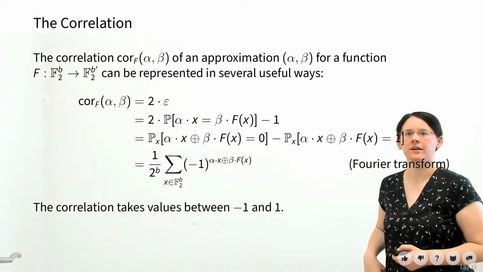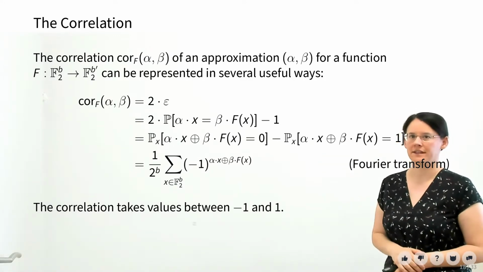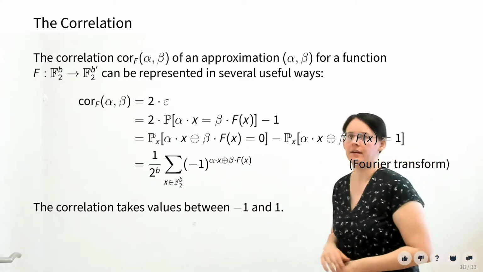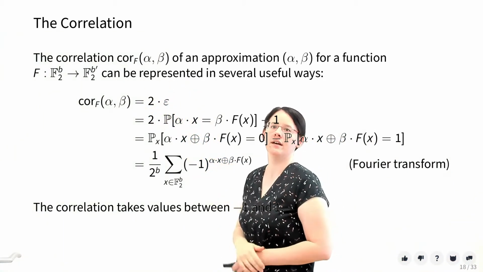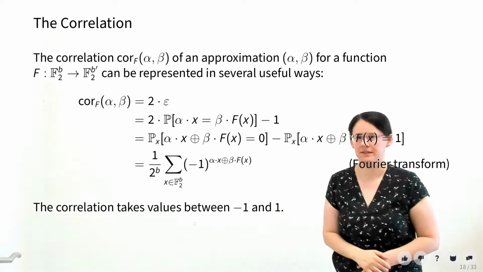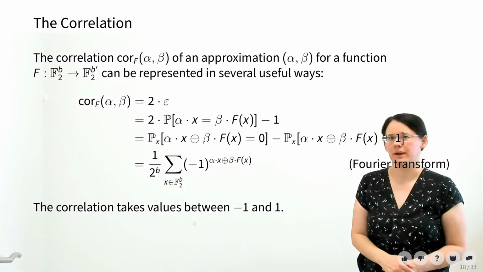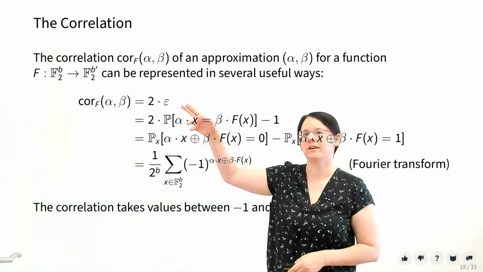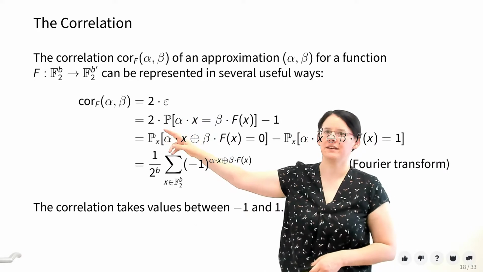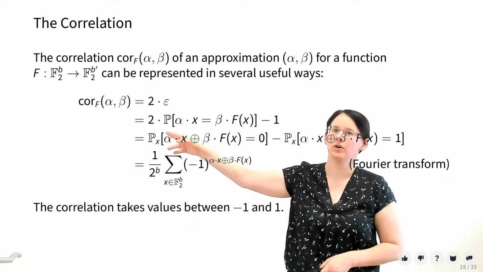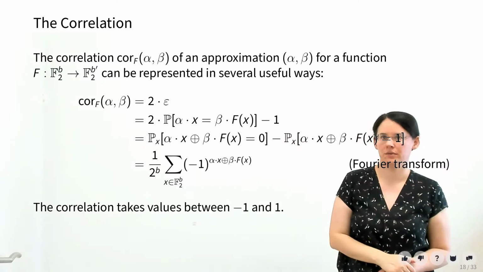So the correlation of an approximation, we already saw that it can be represented in several ways. One of them is the one how we defined it, so it can be written as 2 times this bias. I can also write it in different ways. For example, if I look at how the bias was defined and put the definition back in, what I get is the correlation is also equal to 2 times the probability that the equation is correct minus 1.